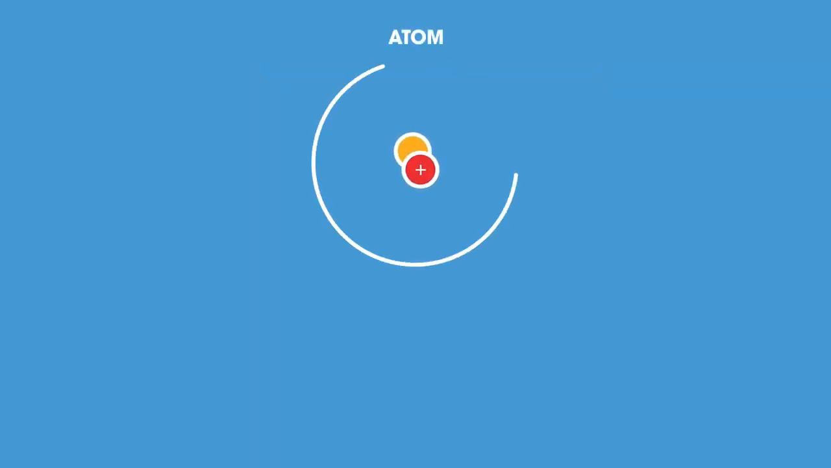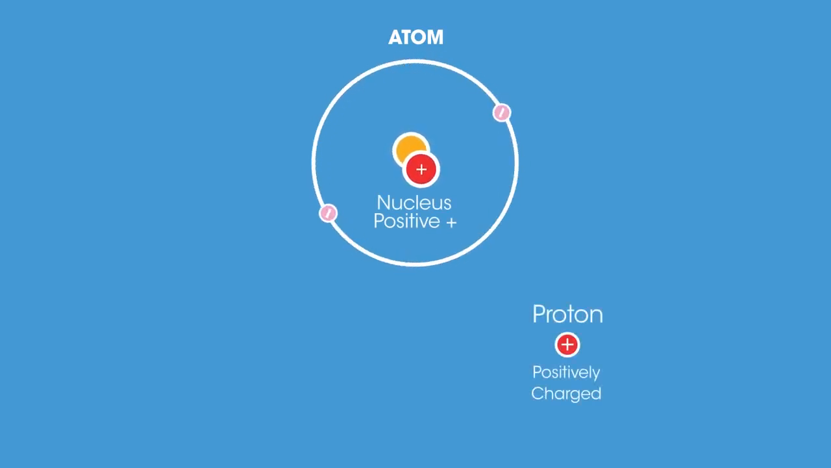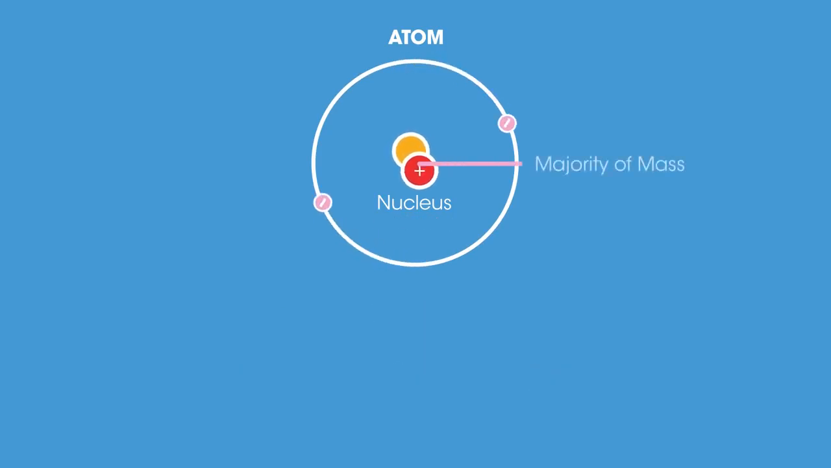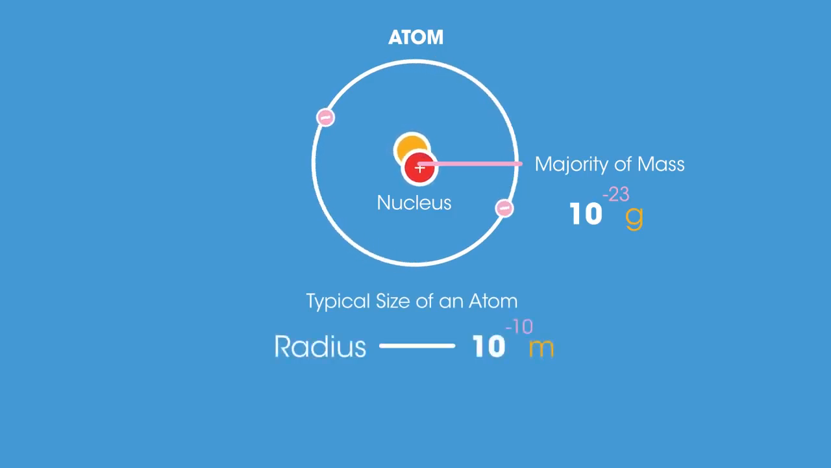So there we have the structure of an atom. Atoms have a positively charged nucleus made up of positively charged protons and neutrally charged neutrons, which is orbited by negatively charged electrons. The majority of the mass of an atom is found in the nucleus, and the typical size of atoms is 10 to the power negative 10 meters.